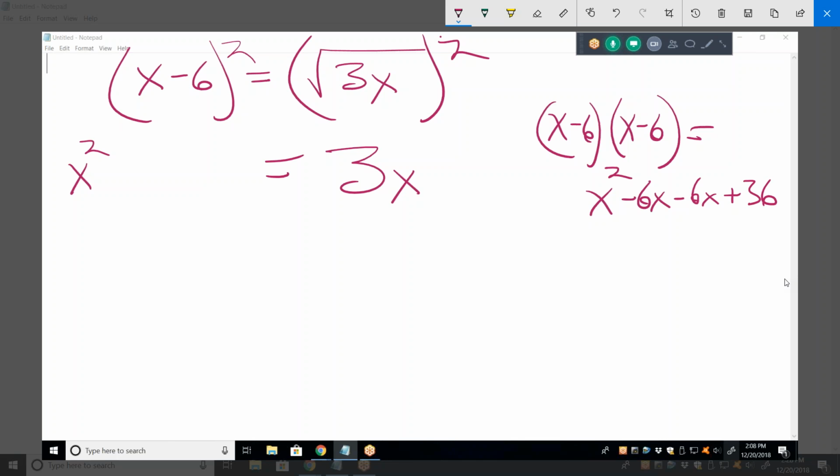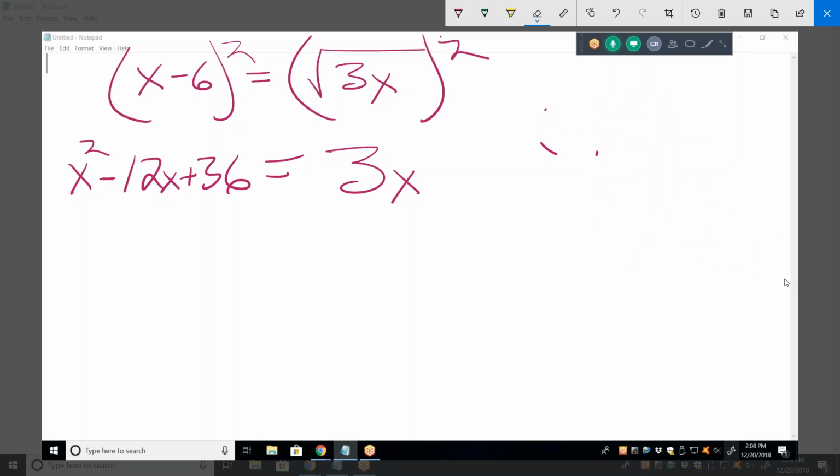Okay. That's x squared minus 12x plus 36. Completely different. So be careful in making that mistake. It is a common one, where a person, when they see a binomial squared, they instantly want to say x squared minus 36. No, it isn't that, ever. Okay? Now what?